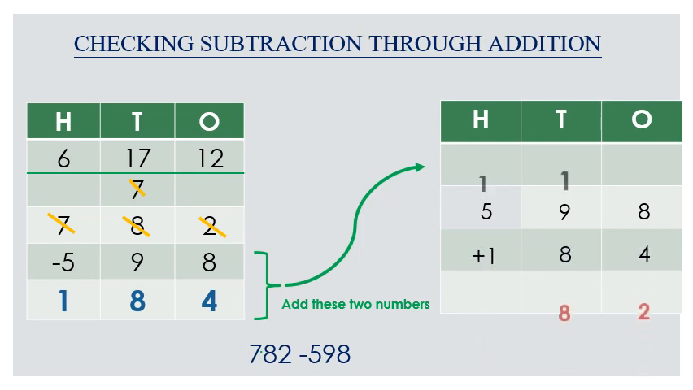8 plus 4 is equal to 12. 1 plus 9 plus 8 is equal to 18. 1 plus 5 plus 1 is equal to 7. So the answer is 782. 782 is the number from where 598 was subtracted. Therefore, this shows our subtraction is correct.